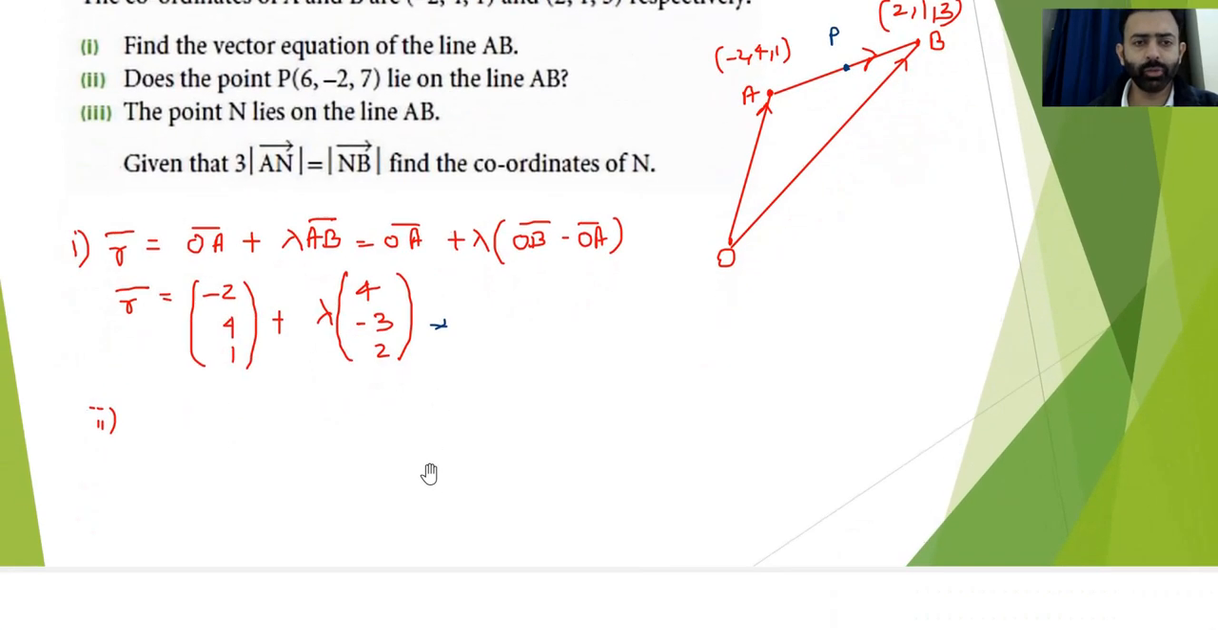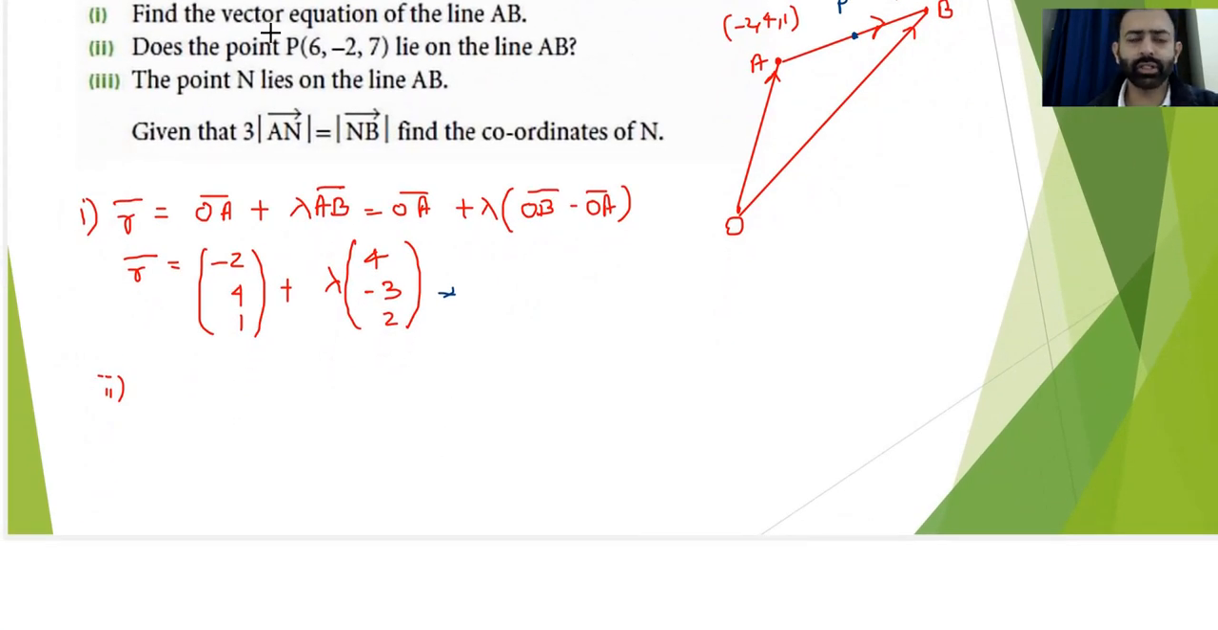So we are assuming that this point is lying on the line AB, and if this point is lying on it, that means the coordinates of the LHS and RHS must satisfy, right? So for this point P, we have the position vector. In place of vector r, I will write this position vector as P, which is (6, -2, 7). As you can see in the diagram, I can call this vector r. So I know the value of vector r, which is (6, -2, 7), assuming that it is lying on the line AB, remember.